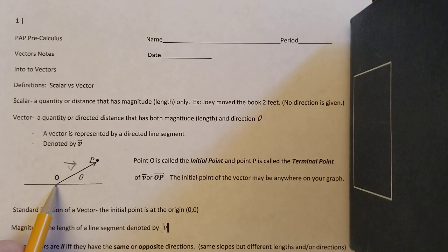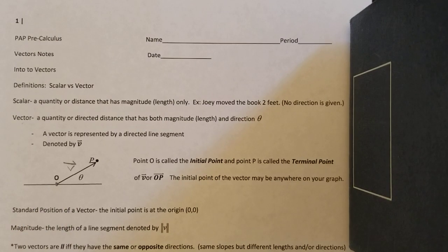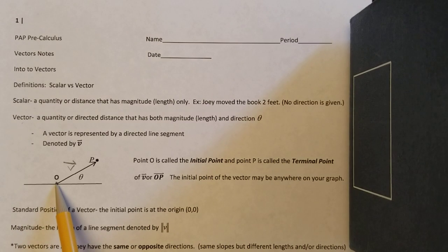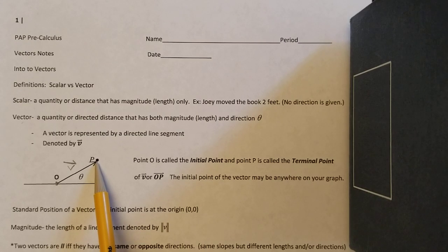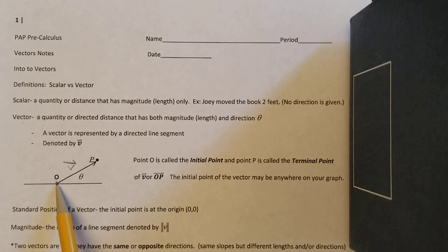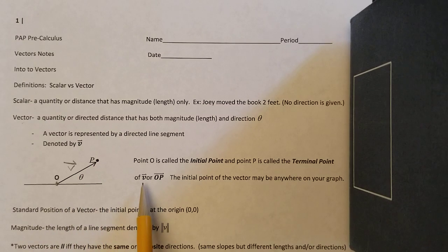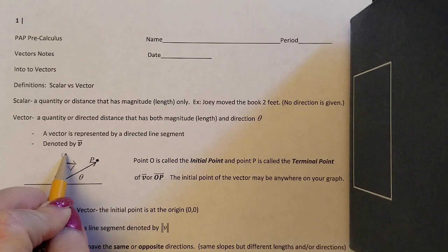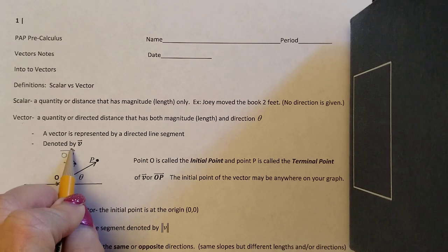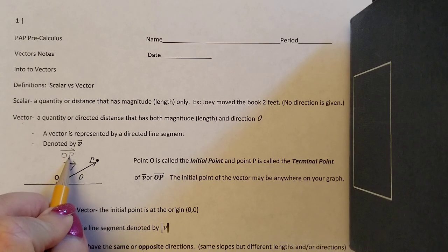Point O, this point right here, is called the initial point. That's where the vector starts. And point P is called the terminal point. That's where the vector ends. So it starts at O, ends at P. It can be denoted by vector V or vector OP. So I would know that the vector starts at O, ends at P.